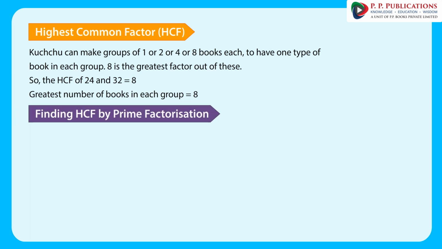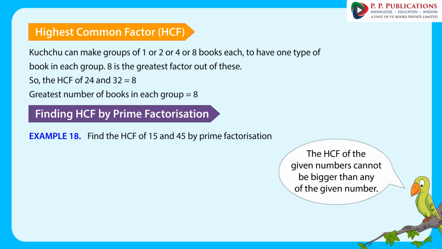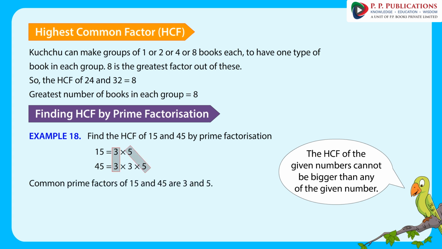Finding HCF by prime factorization. Example 18. Find the HCF of 15 and 45 by prime factorization. The HCF of the given numbers cannot be bigger than any of the given numbers. 15 equals 3 multiplied by 5. 45 equals 3 multiplied by 3 multiplied by 5. Common prime factors of 15 and 45 are 3 and 5.